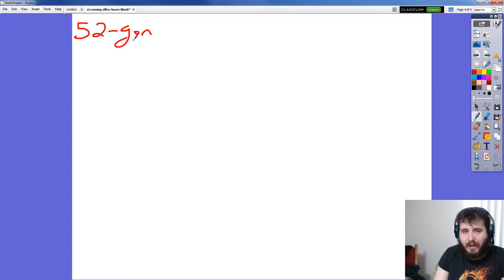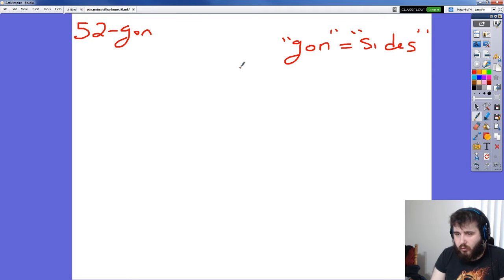Well, 52-gon. Okay, so the suffix -gon is just the mathematical suffix to mean sides, or a thing with that many sides. So if it's a 52-gon, it's a shape with 52 sides. Now that's a lot. I'm not going to draw a picture of that. I can't. I'm not going to.